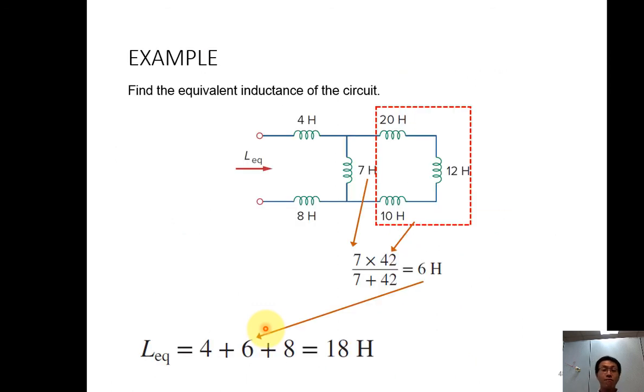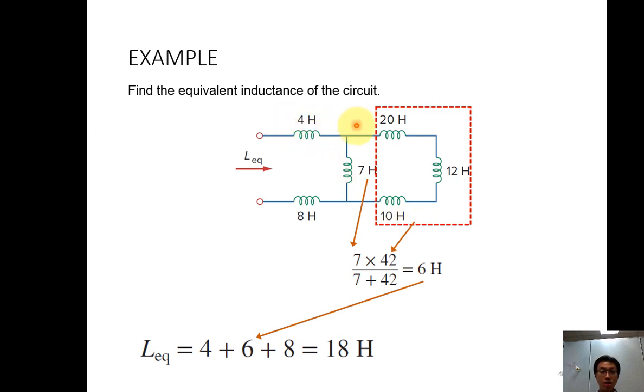Let's have a try at an example. We want to find the equivalent inductance of the circuit. First, these are connected in series, so series is added together. 20 plus 12 plus 10 becomes 42. So I know that the 7 Henry and 42 Henry are connected in parallel. So I use 7 times 42 divided by 7 plus 42, and I have 6 Henry.